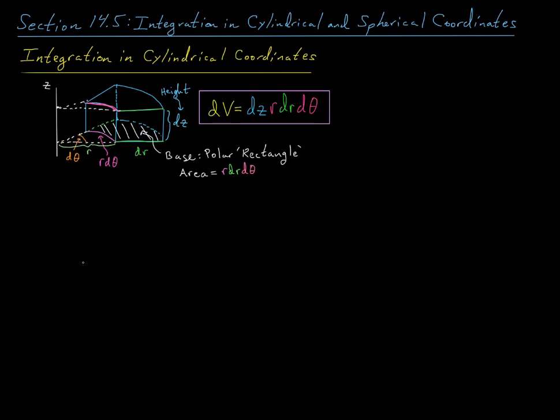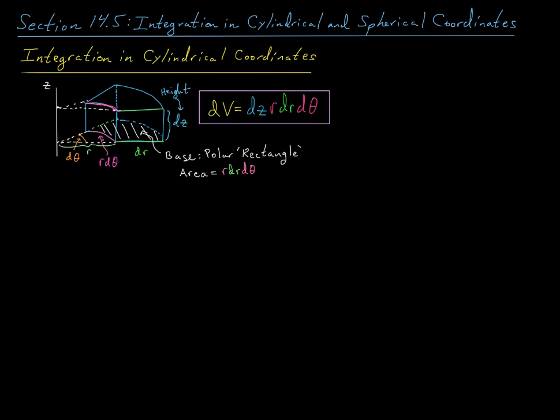All right, in this video we're going to look at integration in cylindrical coordinates. And so what you're seeing here is a little differential volume element in cylindrical coordinates. Now for a triple integral, we're going to integrate over some three-dimensional solid. And in rectangular coordinates, we just divided that solid up into a bunch of small little differential boxes whose volumes were dV equal to dx dy dz.